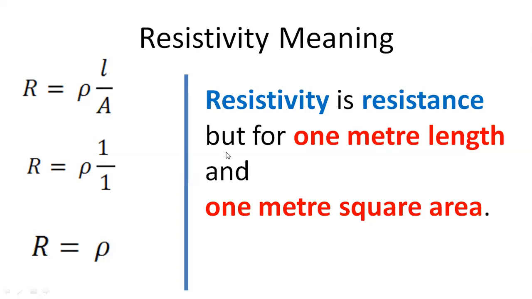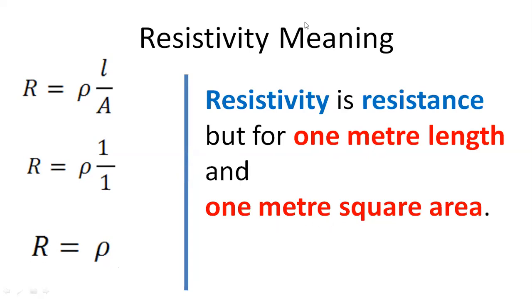Resistivity is resistance. Like how we derived this, by taking length as 1 meter and area as 1 meter square. So that also we need to write down. Resistivity is resistance, but for 1 meter length and 1 meter square area. Understood how to write down the definition of resistivity? Resistivity is resistance, but for 1 meter length and 1 meter square area.